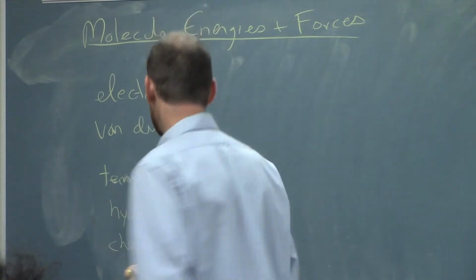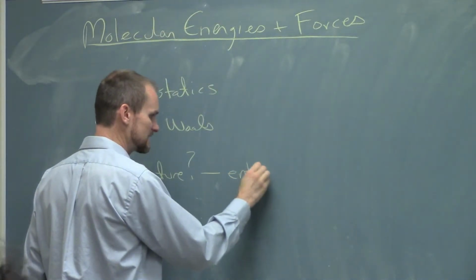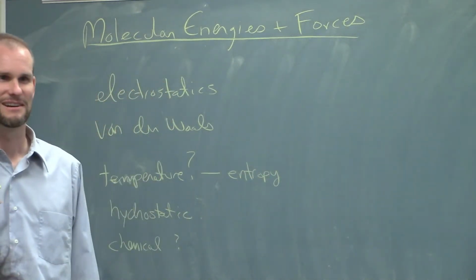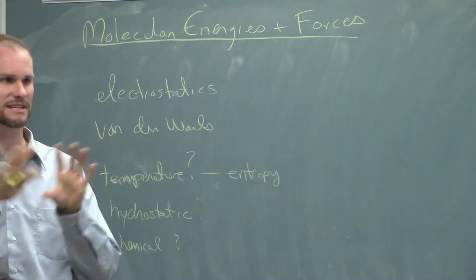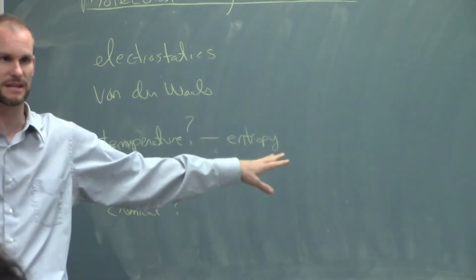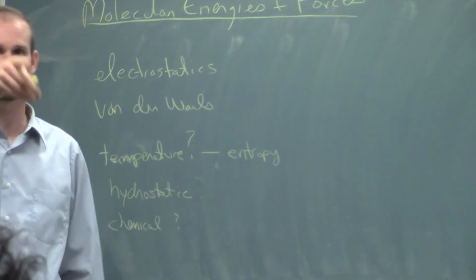Entropy. Entropy. So I'm going to write that next to temperature. Why am I going to write that next to temperature? It's a function of temperature. Right, free energy, H minus TS. Temperature scales entropy. So I'm going to put that here. Temperature is primarily going to mess around with entropy. Okay. Yeah, entropy is definitely going to do it.